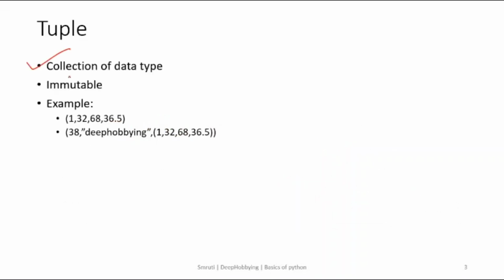Tuple is a collection of data types, and it's immutable, which we have just discussed in the previous slide. You can represent a tuple in Python by using parentheses, and you can pass all your values within those parentheses, separating them with commas. In the first example, you can see there are 4 elements or values associated with the tuple, and those are 1, 32, 68, and 36.5. All those values or elements of the tuple are of number data type. But this is not true for all cases.